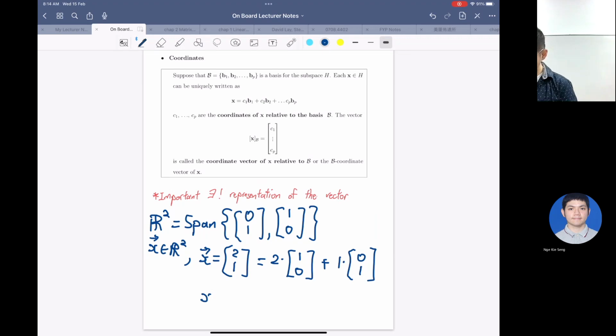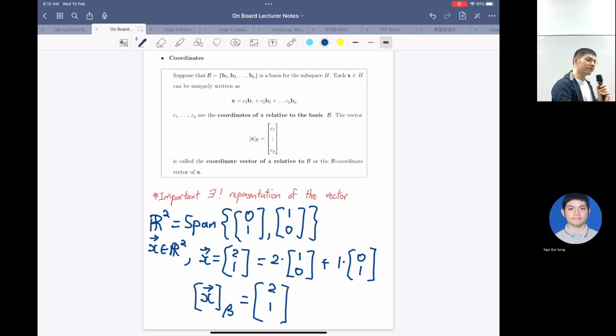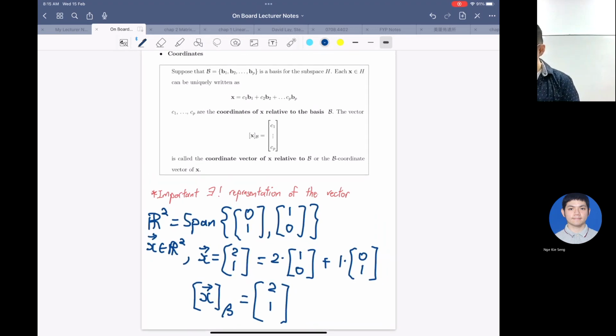And then the coordinates for this linear combination, we call it the coordinate vector of x relative to the basis. We will collect it as a column vector. So it's like a name for the vector. If it is a name, it should be unique, right? So why is it unique? Is it unique?